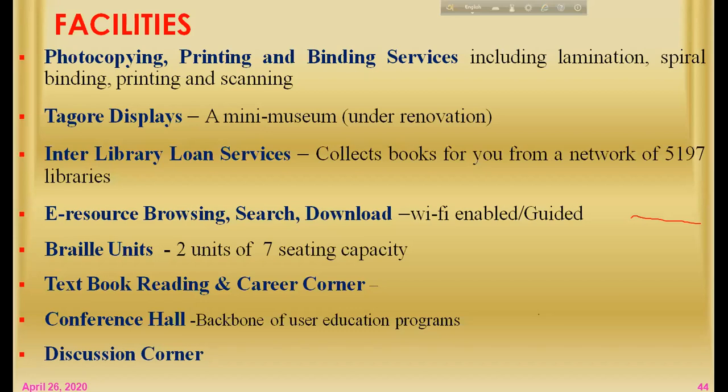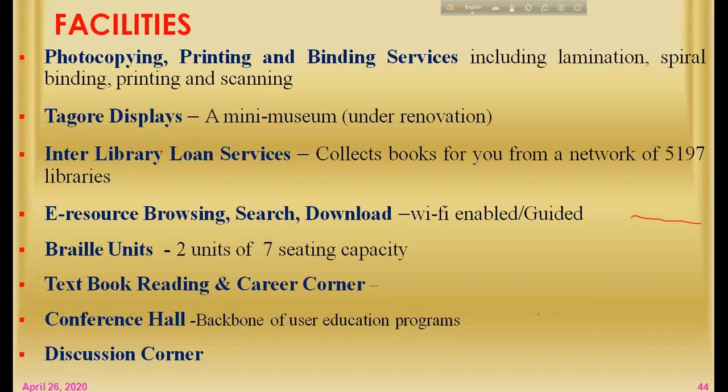Then we have a mini museum with a Tagore display. We have interlibrary loan service, e-resource browsing, search and download facilities, a Braille unit, textbook reading, and a career corner. Then we have a nice conference hall where we hold programs like this, and university administrative meetings are also organized in the library, so that many people are always coming and going, and by attending the meetings they may use the library.